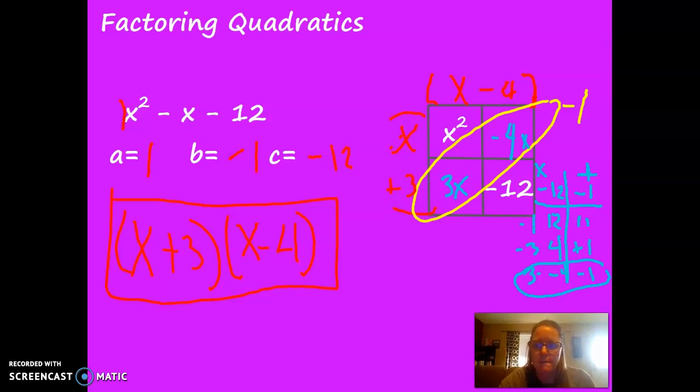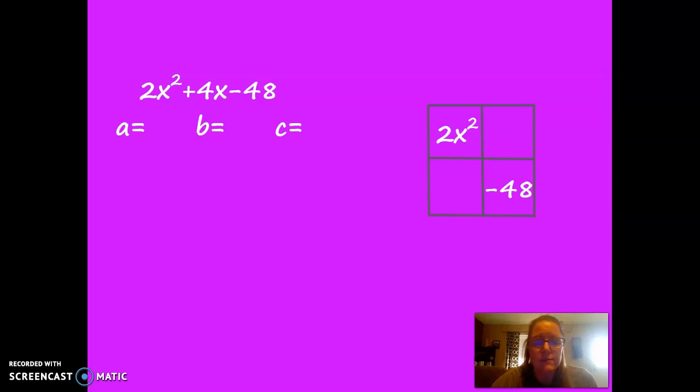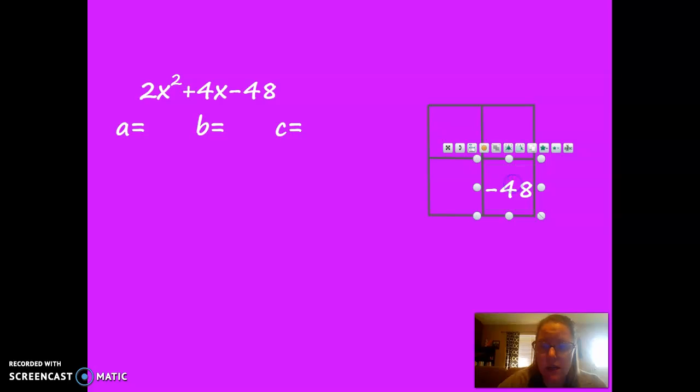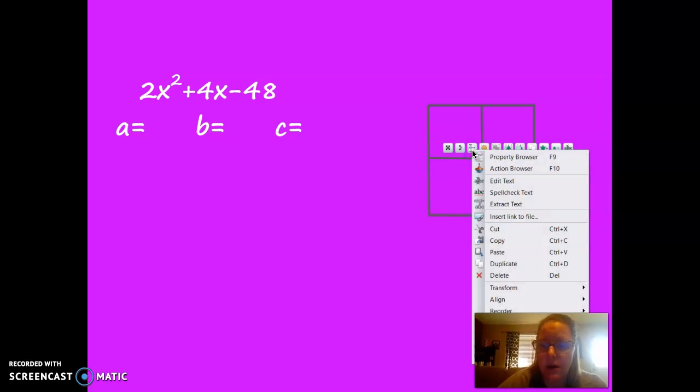Next question. We have 2x squared plus 4x minus 48. I still start with my a value. In this case, it's 2. Actually, I notice a trend, and I'd rather take care of that first so that my numbers will be smaller. So if you notice that there's something that you can reduce out of the problem, then you can get rid of it first, and then you don't need such high numbers to work with.